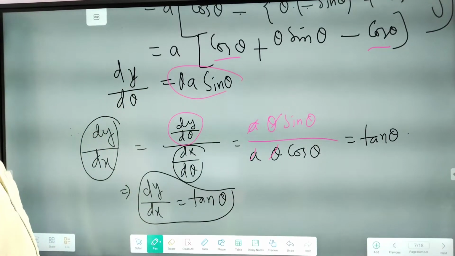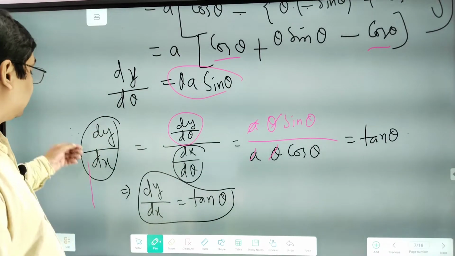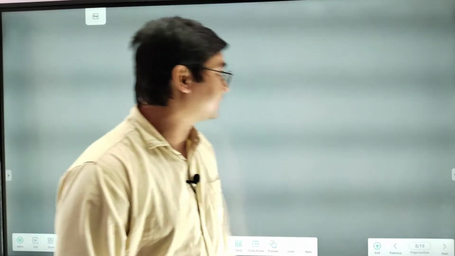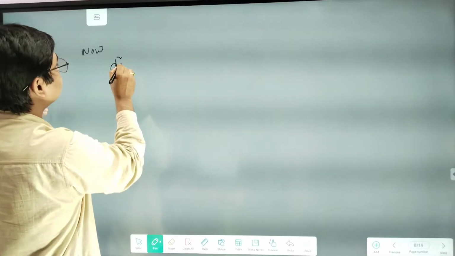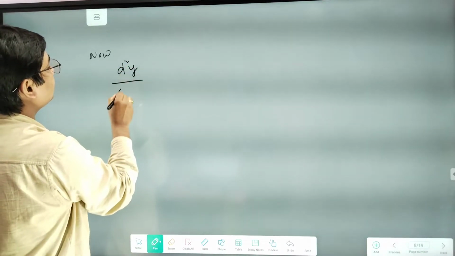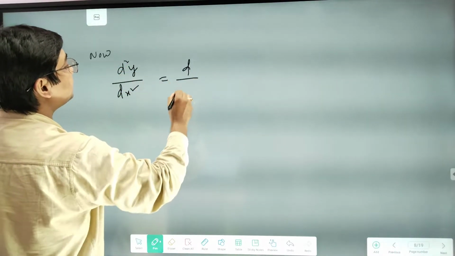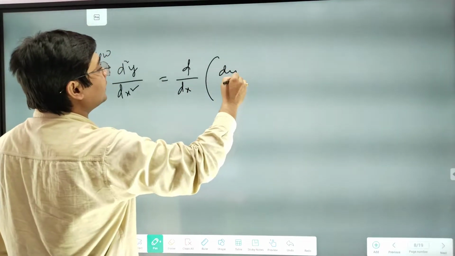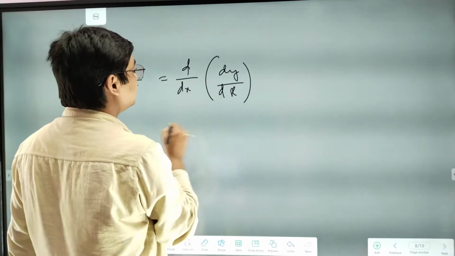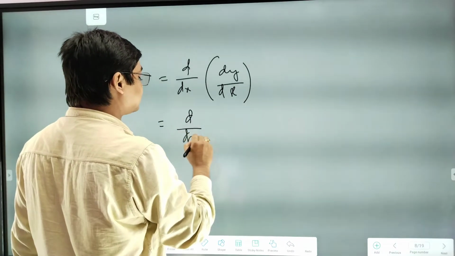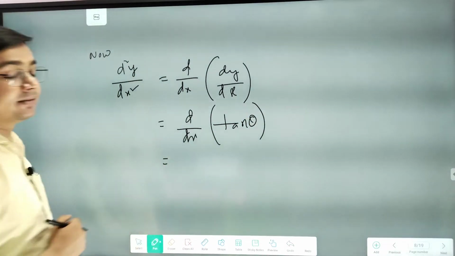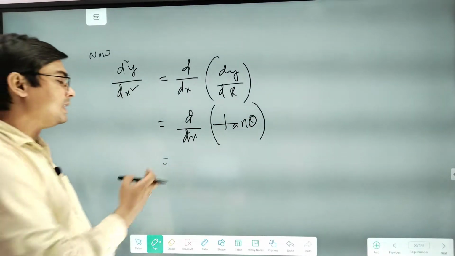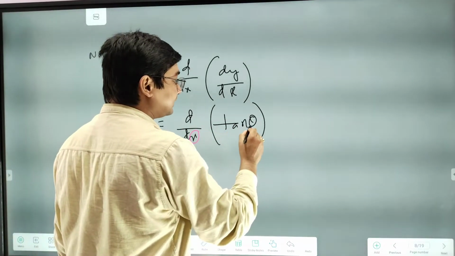But actually we need the value of d2y by dx square, right? So now you find the value of d2y by dx square. Now you see what we do here. d2y by dx square is nothing but d by dx of dy by dx, and here dy by dx means tan theta. Now you find the derivative of this tan theta. Now you see here this is x and this is theta.